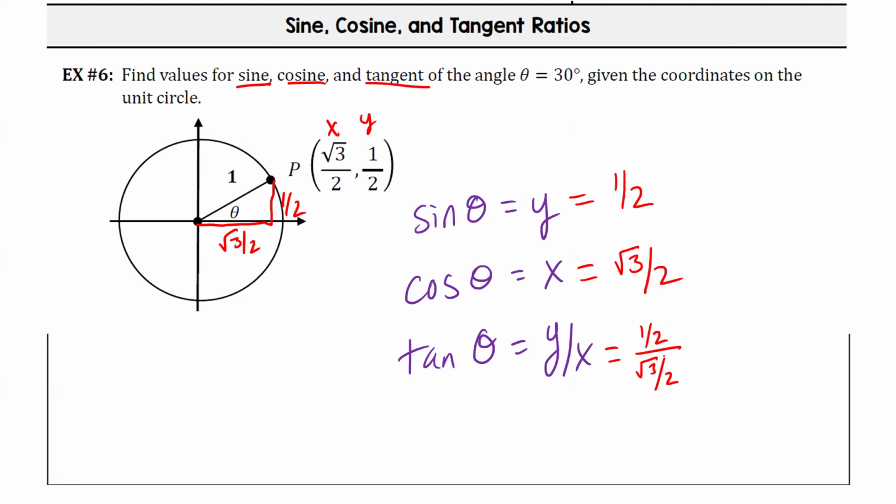Also, remember, keep, change, flip is a little way to remember how to divide fractions. You're going to keep the numerator, change from division to multiplication, and flip the denominator. That's what it means to multiply by the reciprocal, because the reciprocal means that you are flipping that fraction. What happens to my 2's? They cancel, and we're left with 1 over the square root of 3.